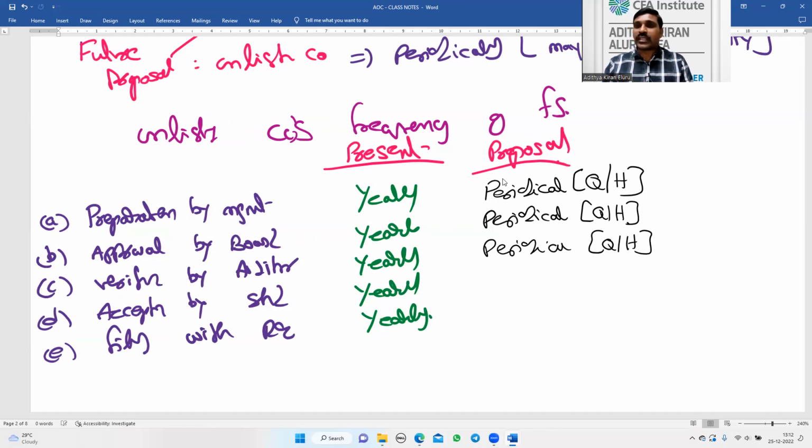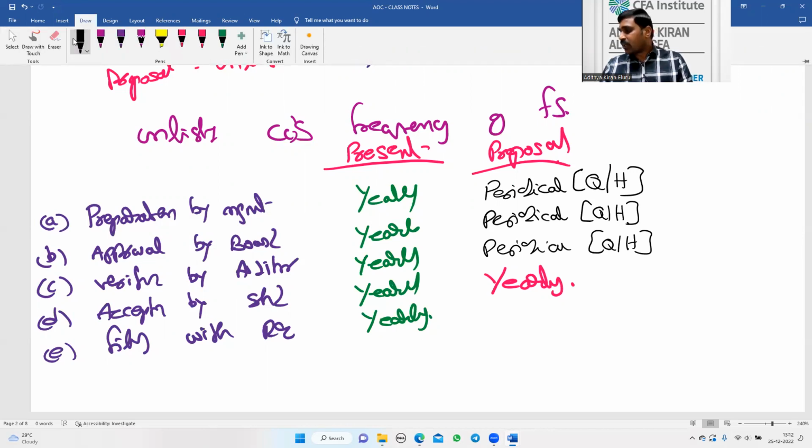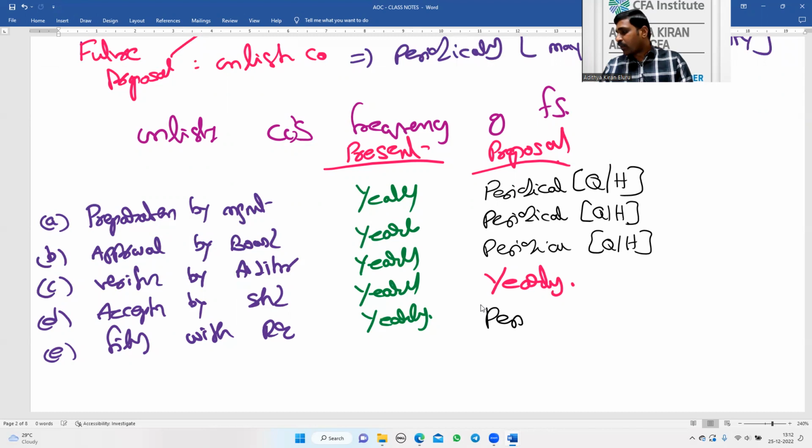But the important thing is that acceptance by shareholders is still yearly only. This will never be on a periodical basis. The AGM cannot be conducted quarterly or half yearly, because the name itself says annual general meeting. It has to be conducted yearly only. Everything else, preparation, approval, verification, filing, can be done quarterly or half yearly, but shareholders' acceptance will come only yearly.